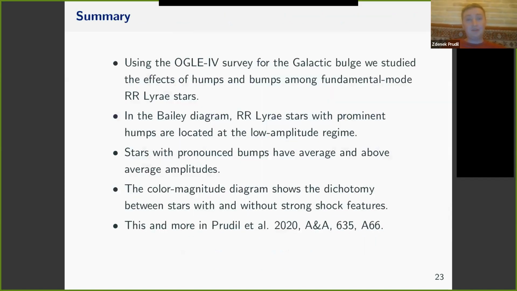So to summarize, we used the photometry from the OGLE survey for the galactic bulge to study the effects of the main and early shock on the fundamental mode irregular stars.